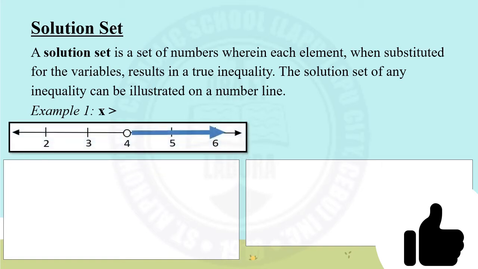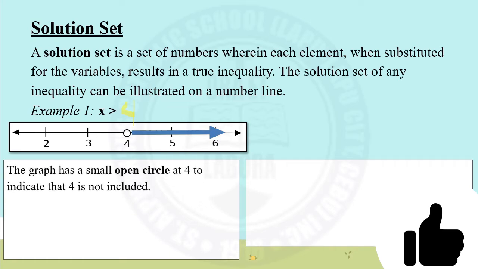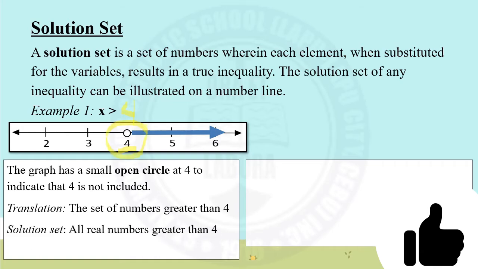So, for example, we have x is greater than 4. In this example, when we graph this, first we need to locate 4, and since we are using a greater than symbol, we will use an open circle at 4. This open circle indicates that 4 is not included. Now, for the translation, we have the set of numbers greater than 4, and for the solution set, all real numbers greater than 4. So we have 5, 6, 7, and so on, and the numbers between them.